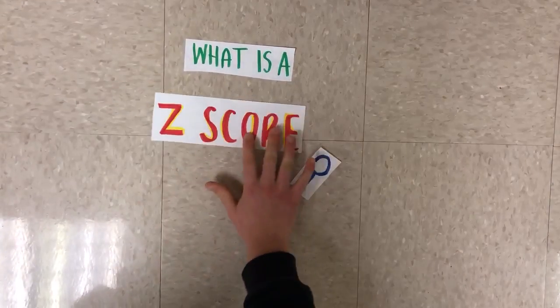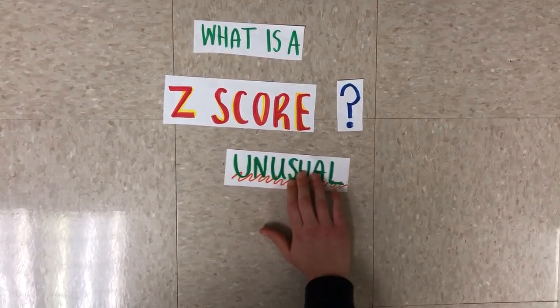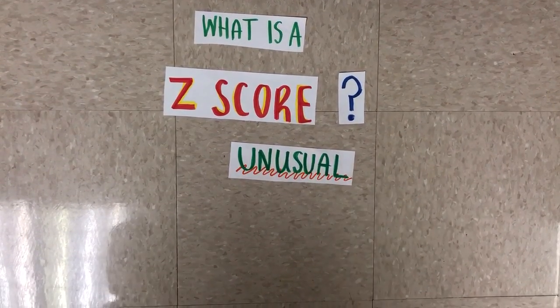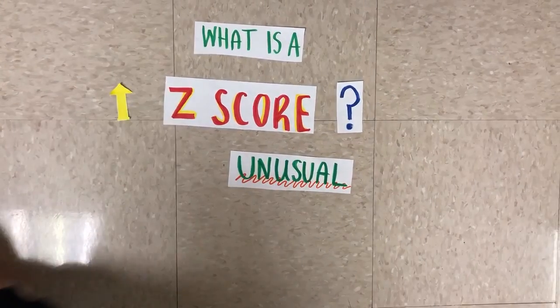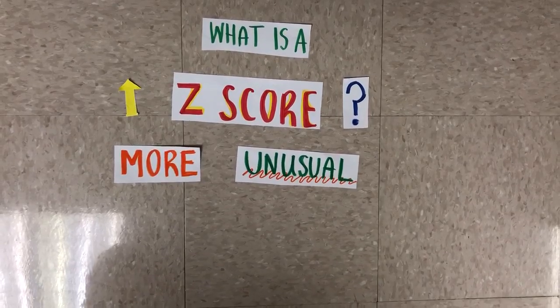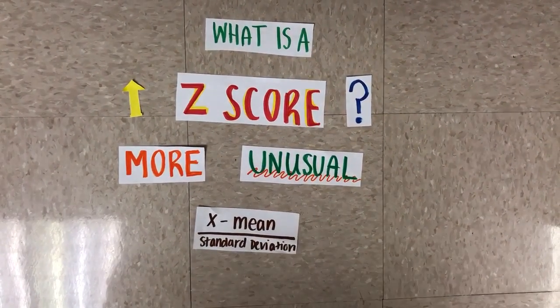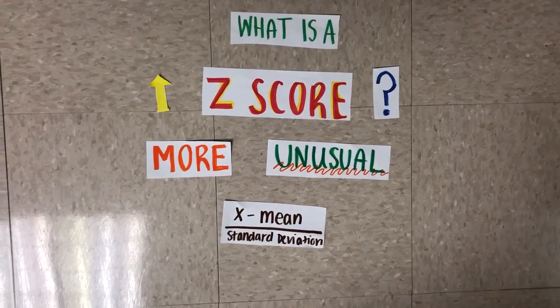So, what is a z-score? A z-score is a way to measure how many standard deviations a data point is from the mean. It ultimately shows us how unusual or how far from the normal it is. The higher the z-score, the more unusual that data point is. So just remember, the higher the z-score, the more unusual. The equation for z-score is the data point minus the mean divided by the standard deviation.